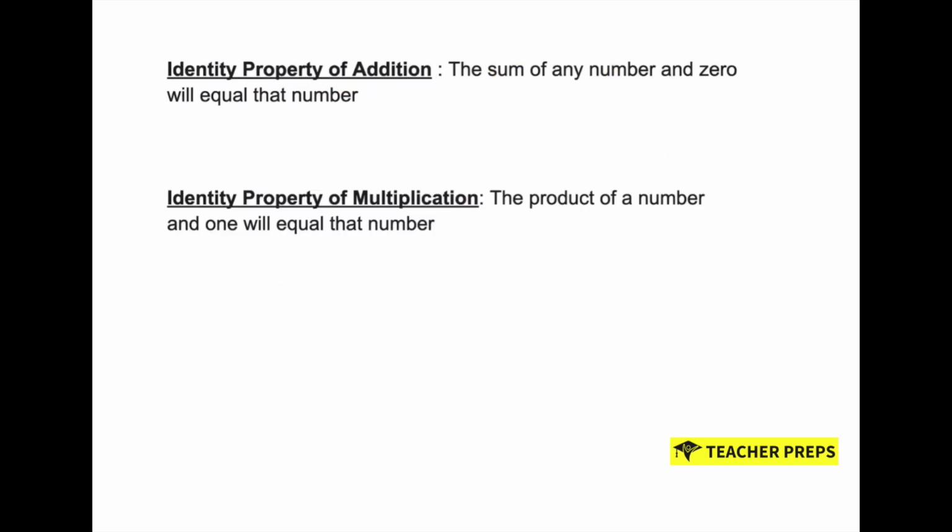The last 2 properties that we're going to talk about are the identity property of addition and the identity property of multiplication. When you look at this, you should see the word identity. What that means is that the number is going to stay the same or maintain its identity. What number would you have to add to 5 so that 5 maintains its identity? If you thought we needed to add 0, you're correct because 5 plus 0 is 5. So the identity property of addition says that the sum of any number and 0 is going to equal that number. We could do the same thing with multiplication.